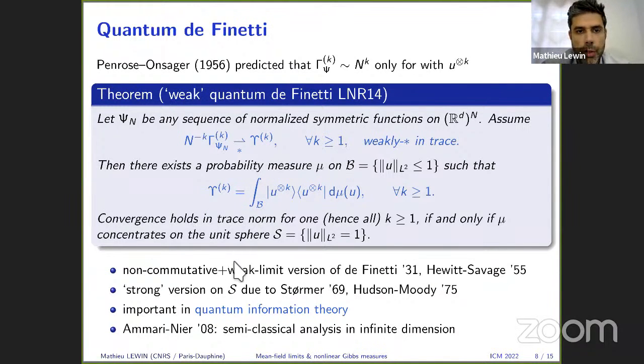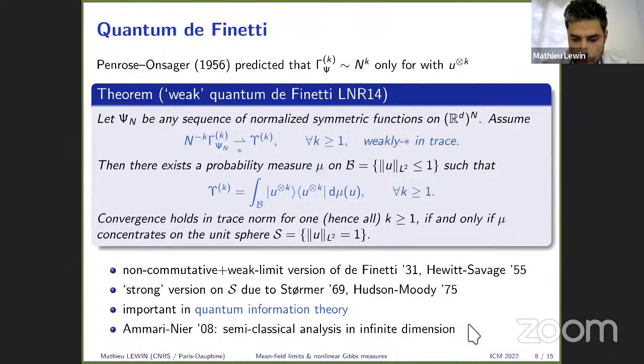And the strong version, so the one in trace norm, was from the end of the 60s and the 70s. In finite dimension, this theorem is very important in quantum information theory. And I have to also tell you that while we proved this theorem in 2014, there was a similar theorem, although stated differently, by Ammari and Nier, which had been proved a few years before using semi-classical analysis in infinite dimension.